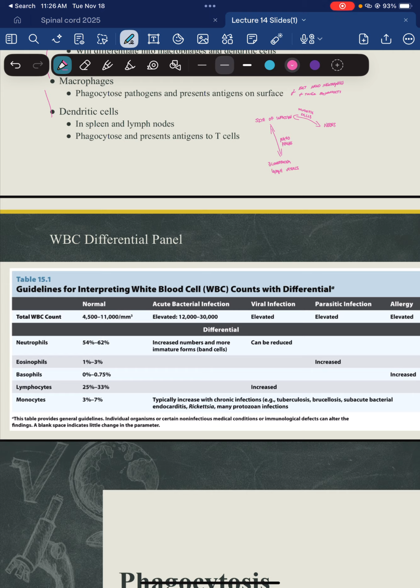This is not the end-all be-all of a diagnosis, mind you. Just knowing what is being increased doesn't necessarily confirm a diagnosis. It just gives you an idea of what's going on inside of the body. All right, any questions on those cell types as of right now?